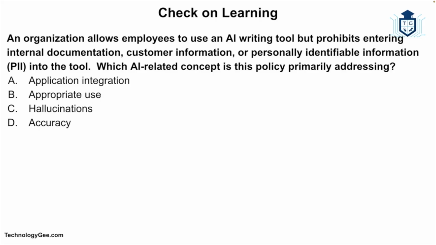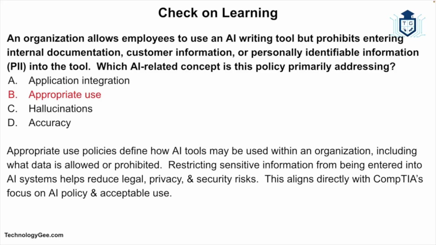So our first question is: an organization allows employees to use an AI writing tool, but prohibits entering internal documentation, customer information, or personally identifiable information into the tool. Which AI-related concept is the policy primarily addressing? Is it application integration, appropriate use, hallucinations, or accuracy? And the correct answer is appropriate use.